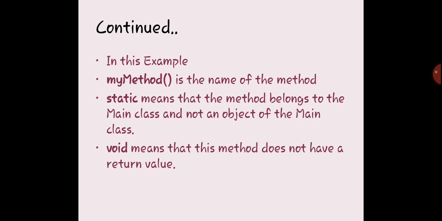Static means the method belongs to the Main class, so it cannot be called by an object of the class. Void means it does not return anything. When it returns something, we will say the type of the value that it returns, for example int or float. But here it does not return anything, so we give void.